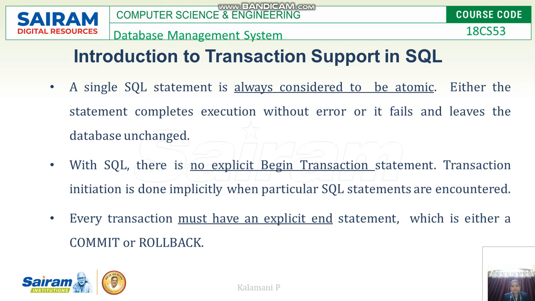The next one is that each transaction must have either a commit or a rollback to indicate the end of the transaction.